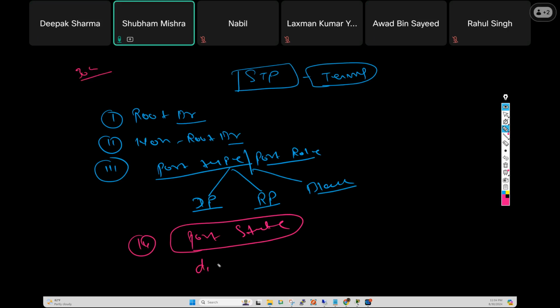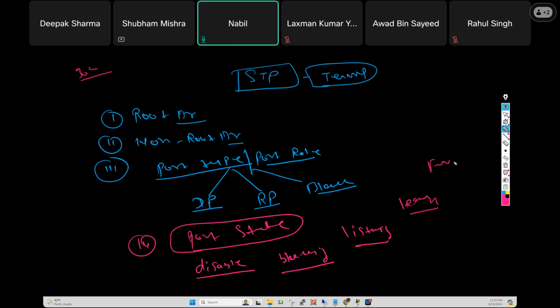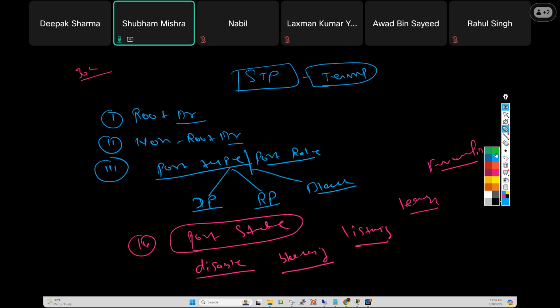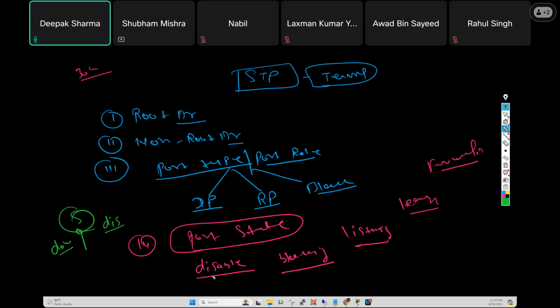First one is disable, blocking, listening, learning, and forwarding. So these are the states. Are you getting my point? For example, this is the switch and this port goes down. It means this port goes in which state? Disable state. So this is in the disable state.